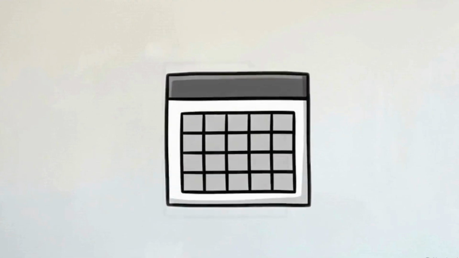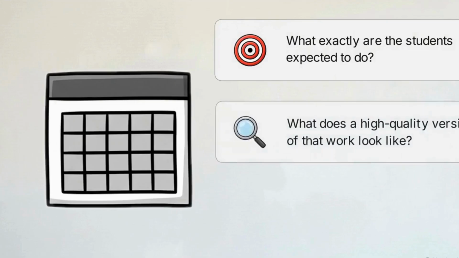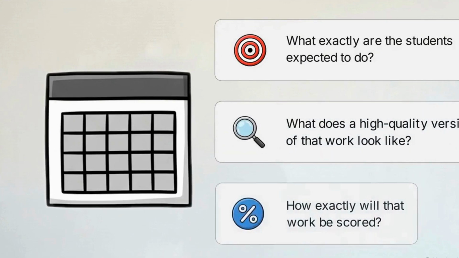This grid represents the solution. A rubric is a transparent guide that details how student work will be evaluated before the project even starts. It answers 3 specific questions. First, what exactly are the students expected to do? Second, what does a high-quality version of that work look like? And third, how exactly will that work be scored?